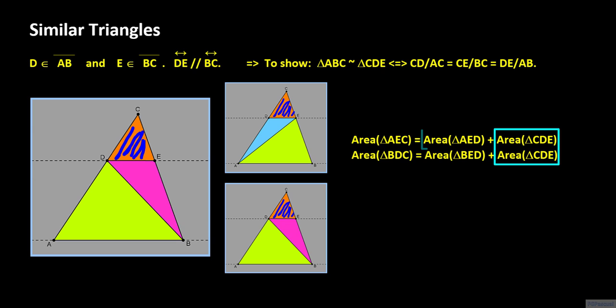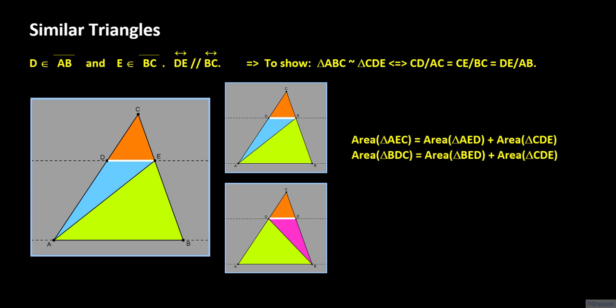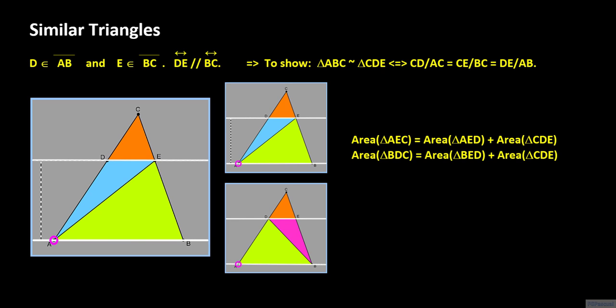We proceed by finding the area of triangle AED, which is part of triangle AEC. Then we find the area of triangle BED, which is part of triangle BDC. We observe that the two triangles share the common side DE. Using DE as the base of triangle AED, the corresponding altitude will be the distance of the point A to the line containing DE. This distance is simply the distance between the line DE and the parallel line through A, which is line AB.